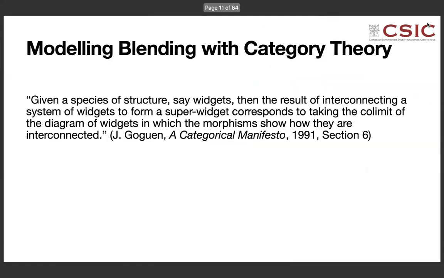And obviously the obvious idea is to take the idea of a colimit to explain this combination of things, right? Following the idea of Joe Goguen that when we combine things together to create something that takes the combination of these things, the natural way is to do it with a colimit.